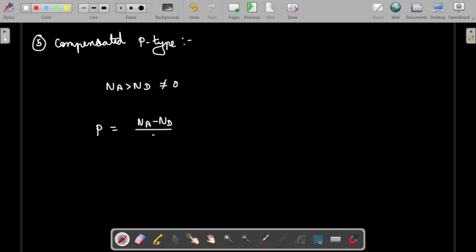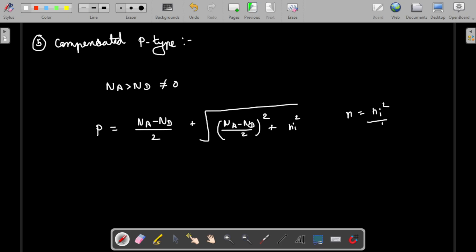So it is Na minus Nd divided by 2, plus root of (Na minus Nd divided by 2) the whole square, plus Ni square. So this is the exact one. Then we can substitute this to find the minority charge carrier. That will be Ni square divided by this P here.